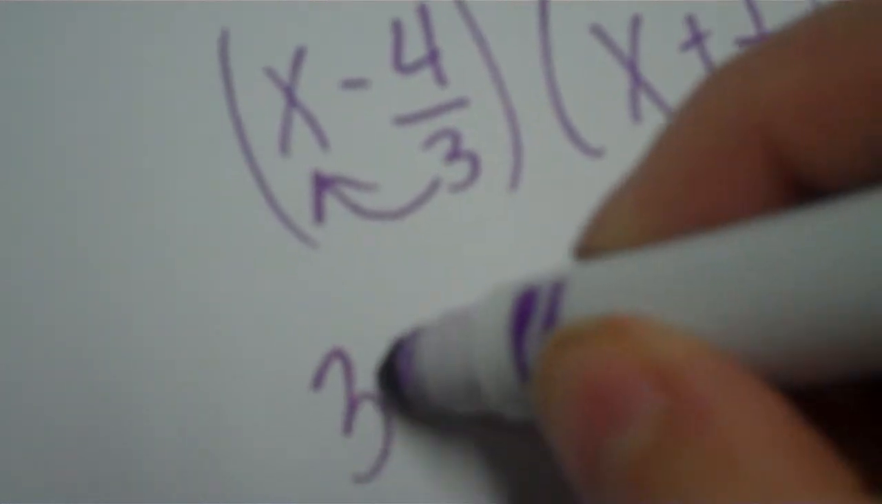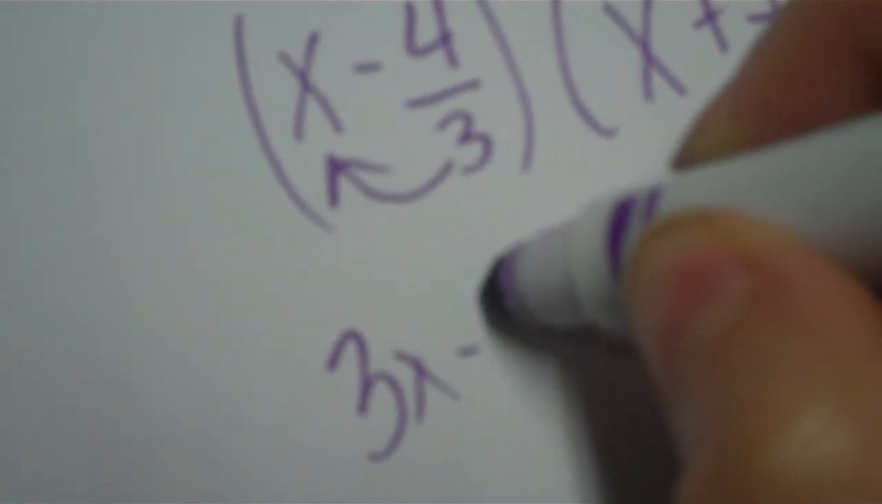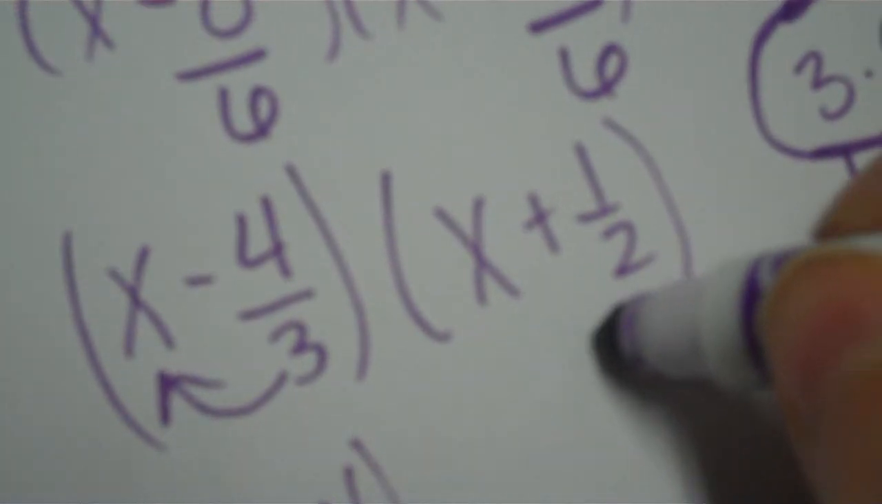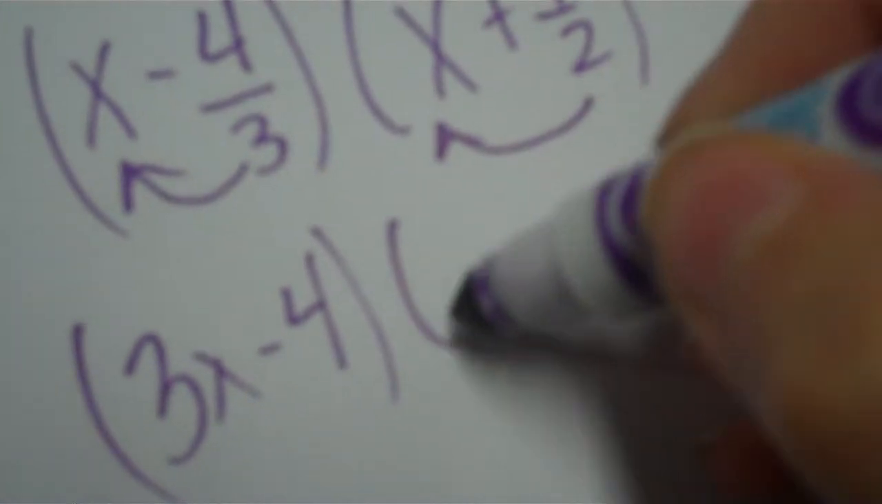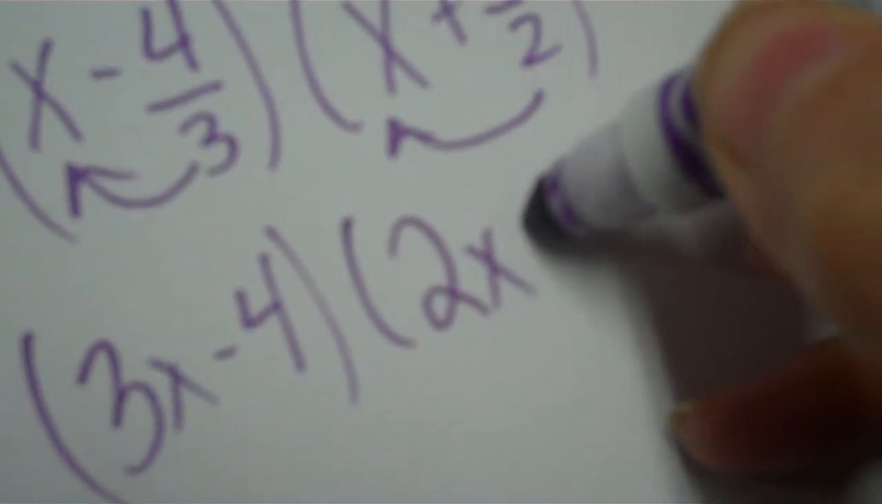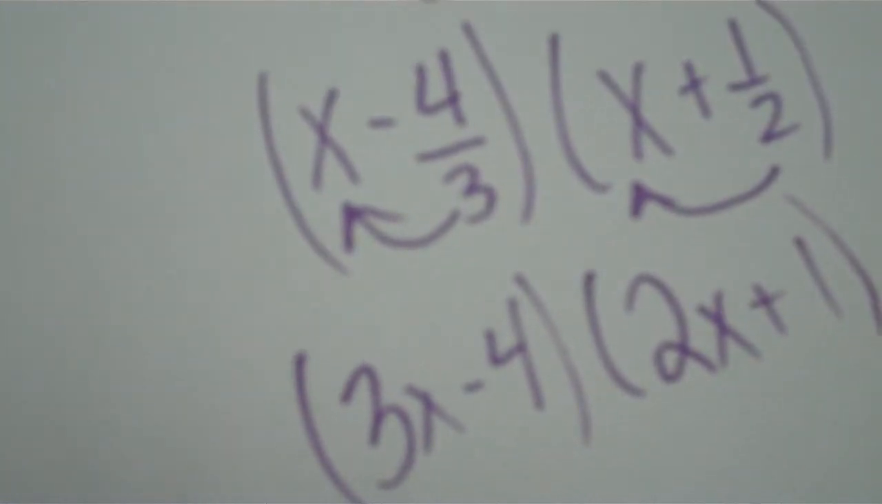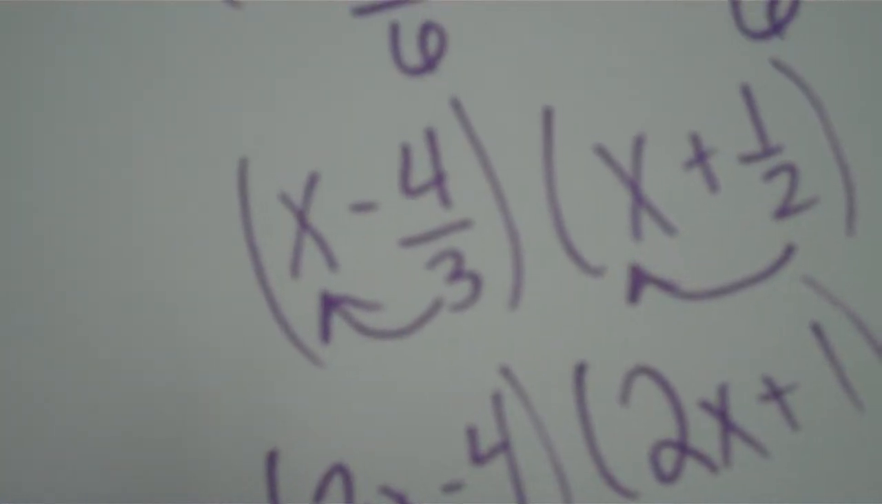Okay, so you reduce the fraction, and then you move the bottom number to the front. So I just move this forward. I get 3x minus 4. And then I move this forward. 2x plus 1. Okay? In my opinion, much better than guess and check.